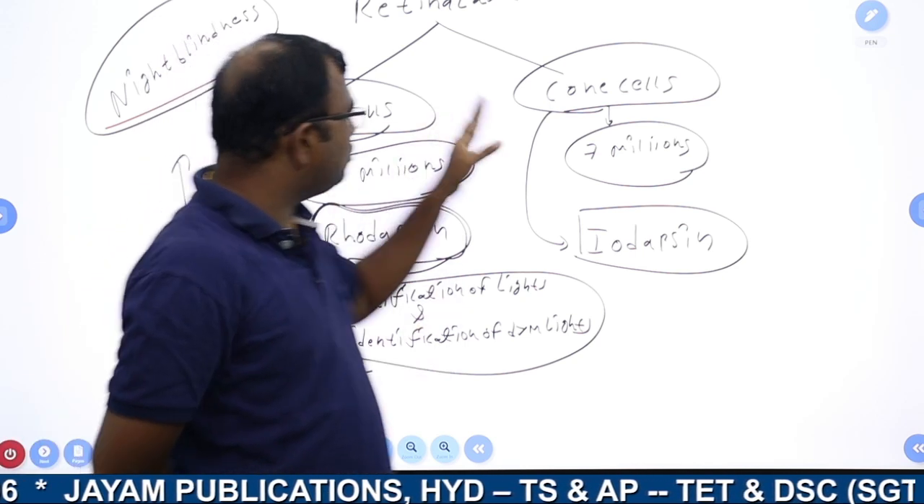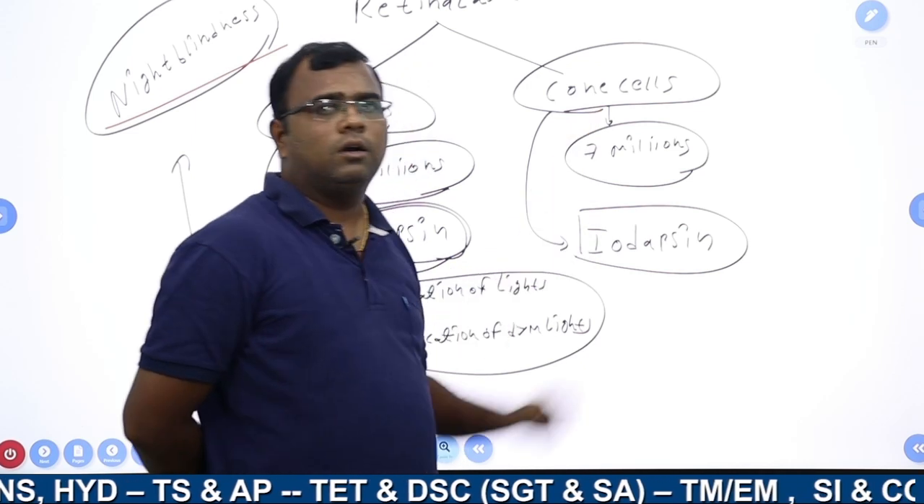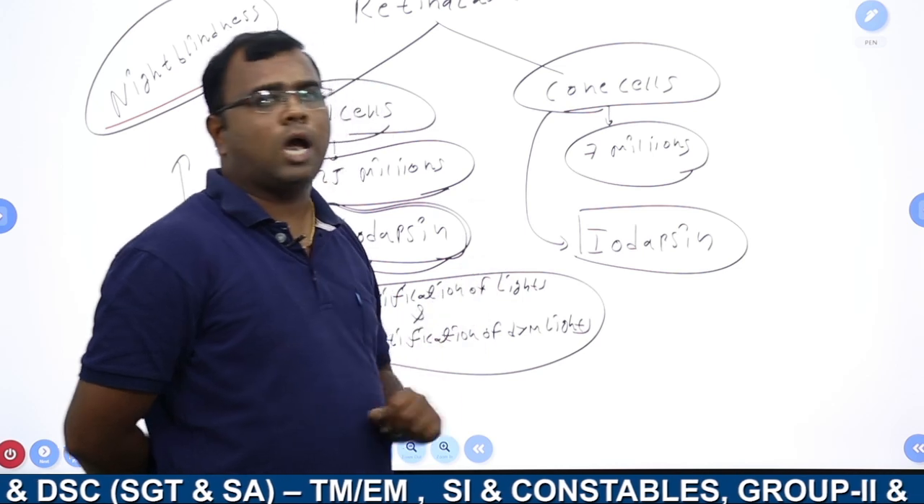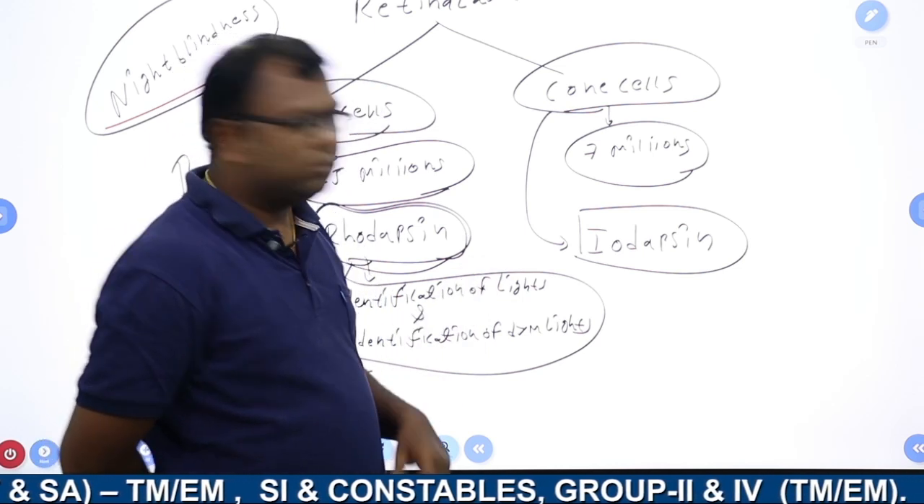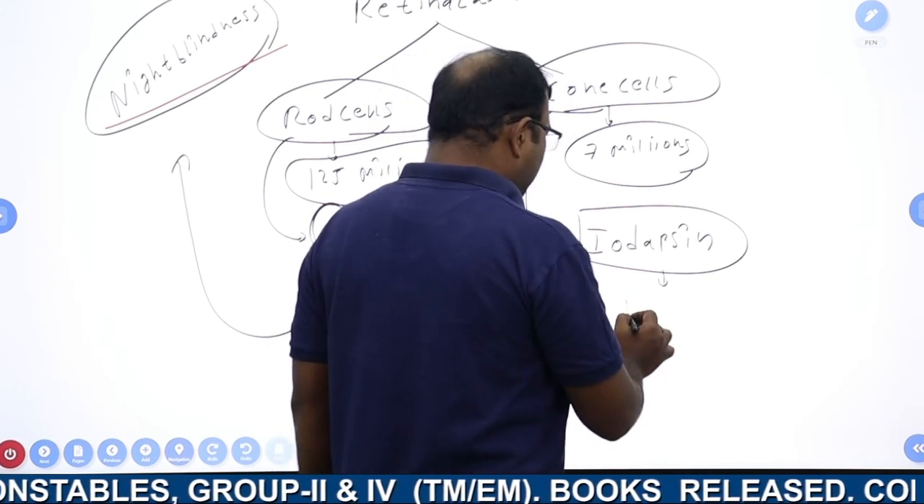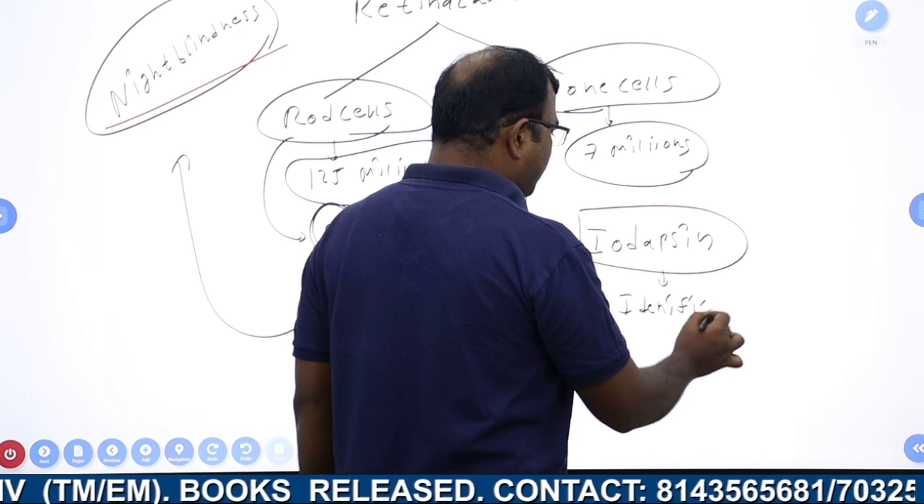The next pigment goes to the cone cells. The cone cells are produced from a pigment that is called which pigment? Iodopsin pigment. The iodopsin pigment is used for identification of colors.